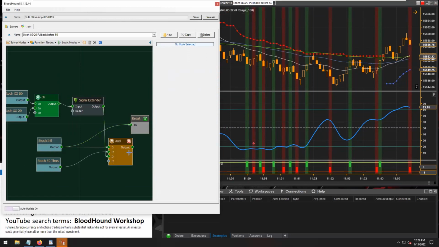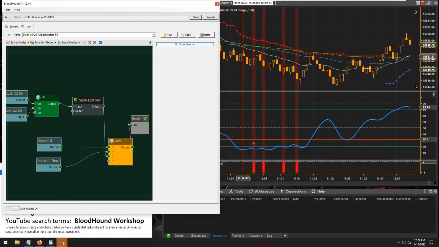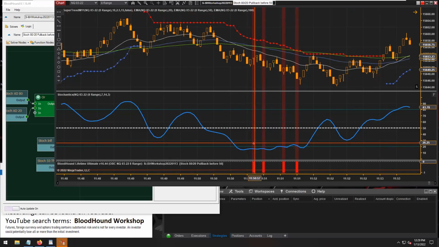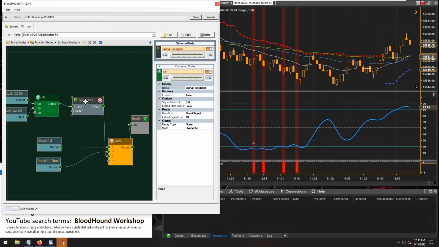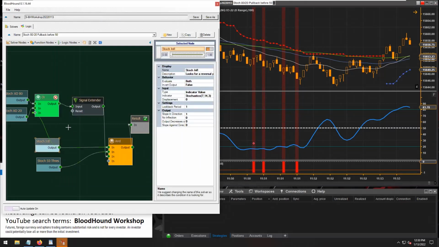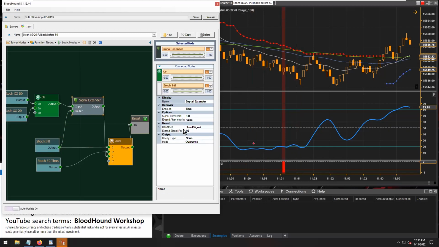So when we get this first pullback signal here, we can use that inflection, that short signal there, to turn the signal extender off. So we can connect this into the reset. Then I have to look at the signal extender and open up the reset section. The one we want is already turned on by default, so I didn't have to change anything. The reset signal is already set to true by default.